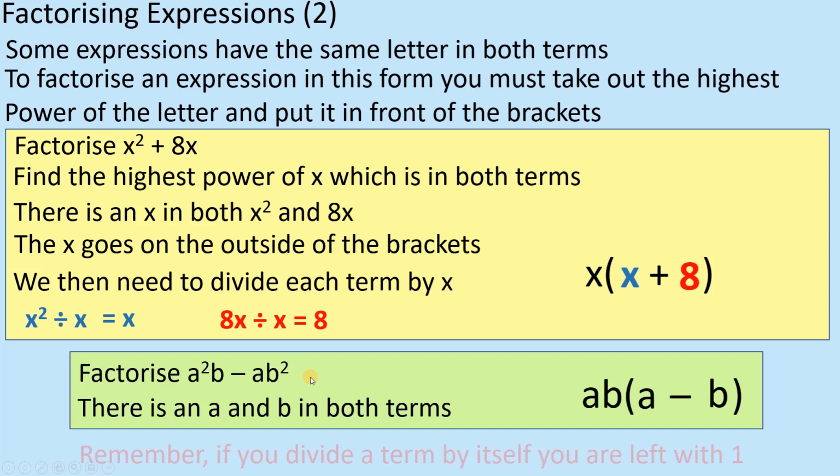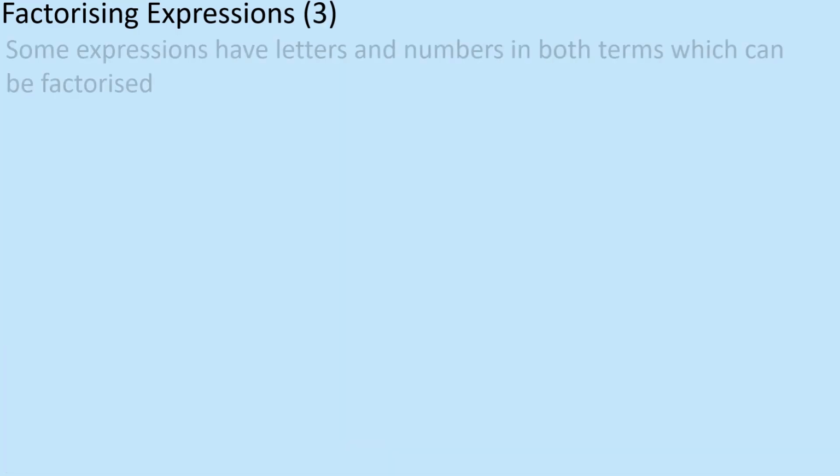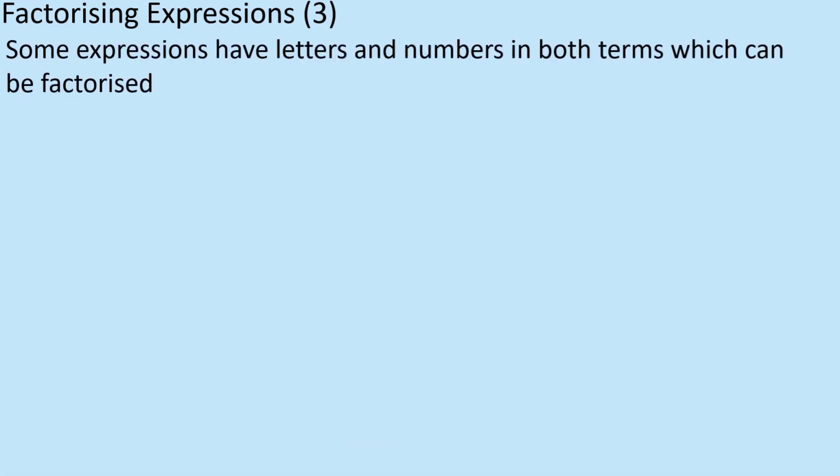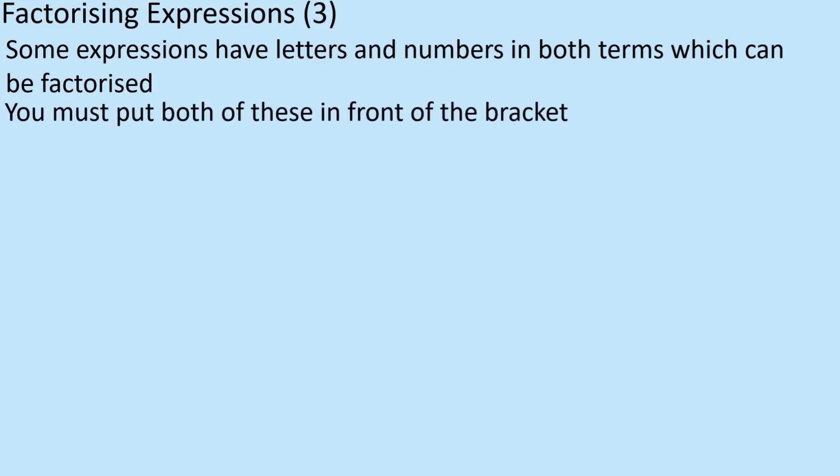Okay, right, last but by no means least, some expressions have letters and numbers in both. All right, so now I'm going to ask you to look at the idea of having letters and numbers combined together. All right, so this just makes it a little bit more complicated because you've got to look at both letters and numbers at the same time and then try and make sure that you take out as much as you can from all the terms that are in front of you. Okay, so here we go.